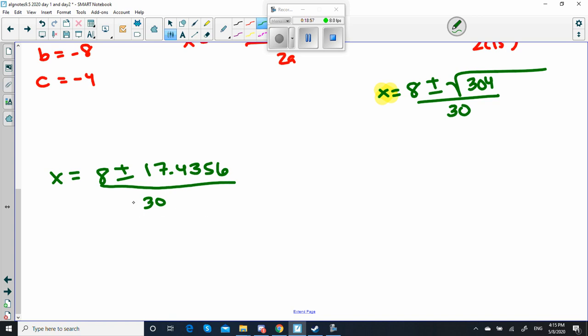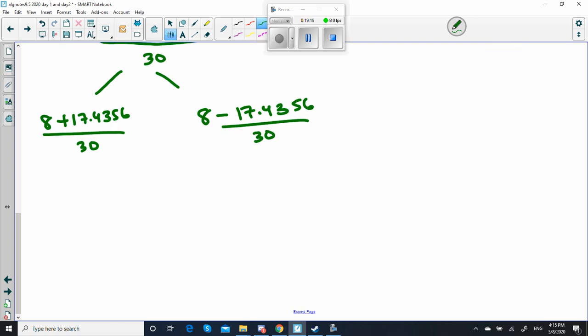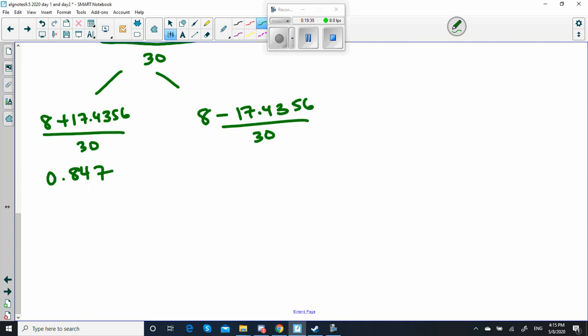All right, so now I break it into 2 problems, plus and minus. So 8 plus 17.4356, all divided by 30. And the other is 8 minus 17.4356, all over 30. And I'm going to use my calculator, obviously. 8 plus 17.4356 equals 25.4356. Then I hit divide by 30, and I get 0.847. Remember, the directions told me to round to the nearest hundredth. So this is 0.85 for the first one.